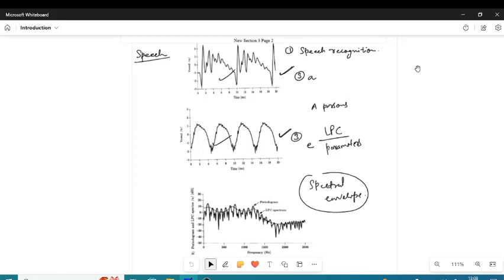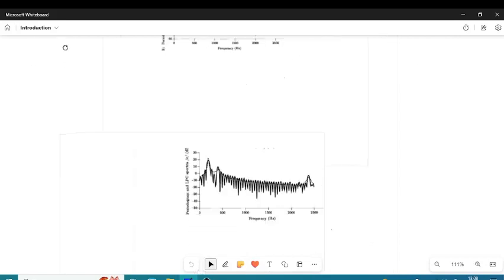Here a spectral envelope is shown for the vowel A. This one is the periodogram, that is the spectral envelope, the black one, and the dotted one is the linear predictive coded spectrum, that is the estimated spectrum. So if we can estimate the spectrum approximately, then we can recognize whether vowel A or vowel E was spoken, because the spectral envelopes for vowel A and vowel E are different. So if we can estimate the LPC spectrum of vowel A and vowel E, which doesn't vary with pitch, then we can better estimate which vowel was spoken.